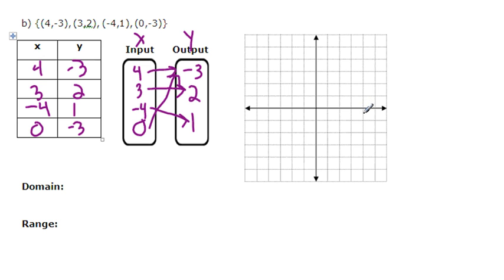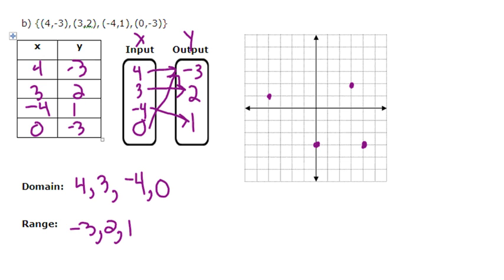So then my graph. I go to 4 and down 3 for 4, -3. Make a point. 3, 2, so I go over 3, up 2. -4, 1, I go to the left 4, up 1. And 0, -3, I don't move on my x, but I go down 3 on my y. The domain are all of the x values, so 4, 3, -4, and 0. The range is all of my y values, so -3, 2, 1. Okay, so that is how we represent a relation using a table, mapping, or a graph, and then stating the domain and the range.